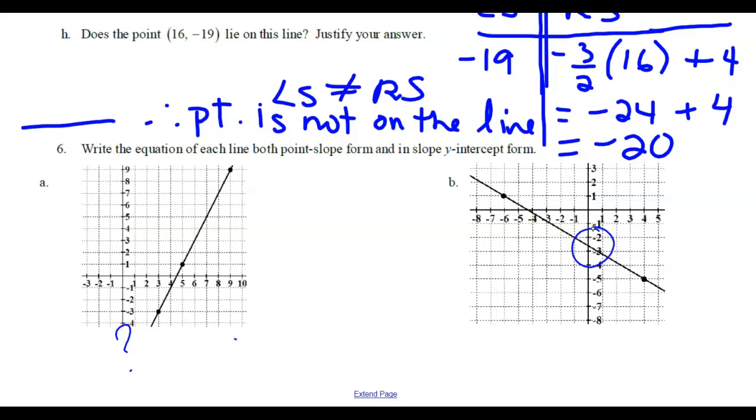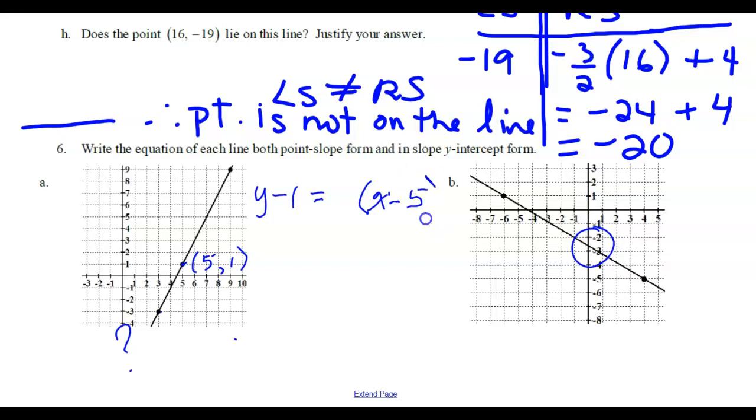Okay, so that's why we were using the form. Notice here that I've identified 2 points. You choose one of them. Okay, so I'm going to choose this one, 5, 1. And I'm going to put it in that point slope form where it's y minus the y value of your point equals the slope times x minus the x value of that point.